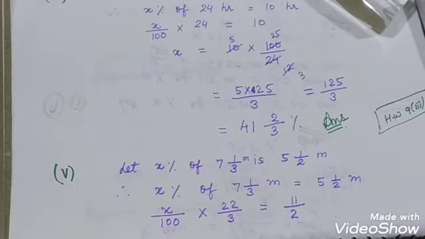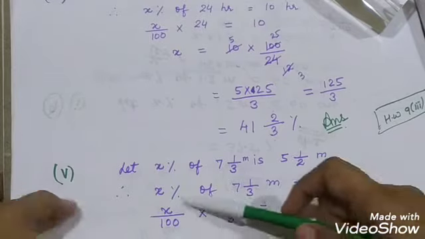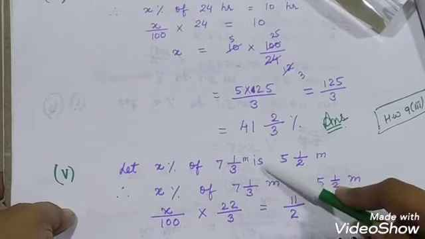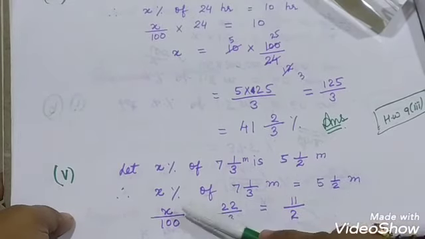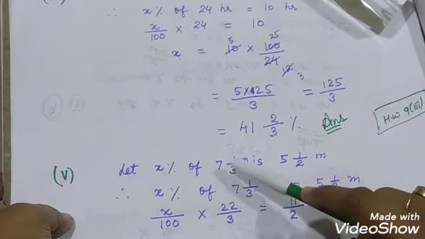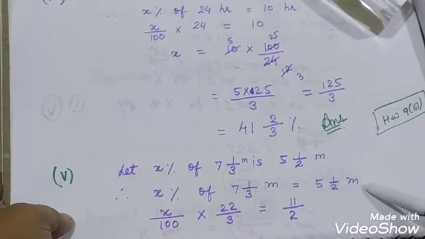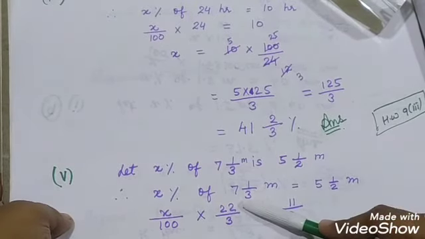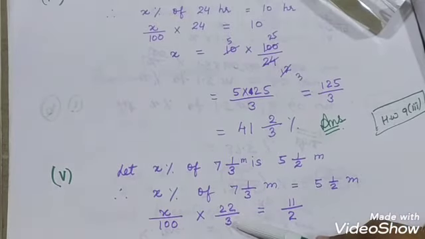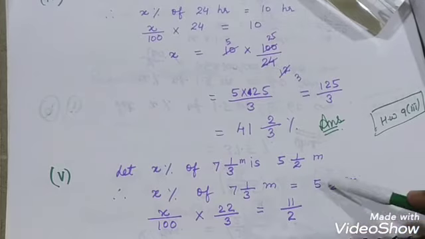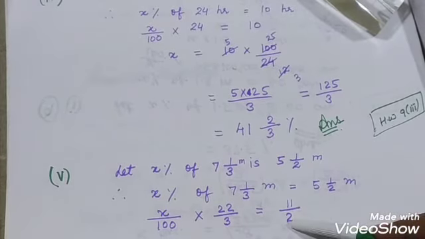What percent of 7 whole 1 upon 3 meter is 5 whole 1 upon 2 meter? So we suppose, let x percent of 7 whole 1 upon 3 meter is 5 whole 1 upon 2 meter. So we have written x percent of 7 whole 1 upon 3 meter is equal to 5 whole 1 upon 2 meter. Then this is a kind of mixed fraction. We will convert it into improper fraction. 7 3s are 21 and 1, 22 upon 3, and 5 2s are 10 and 1, 11 upon 2.